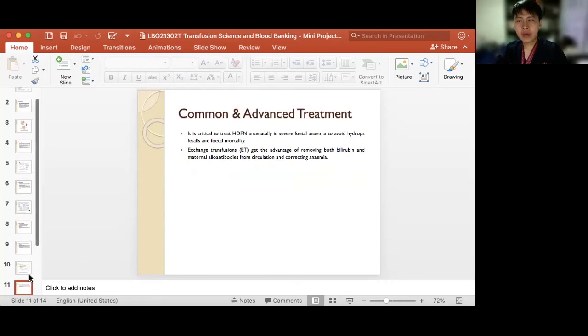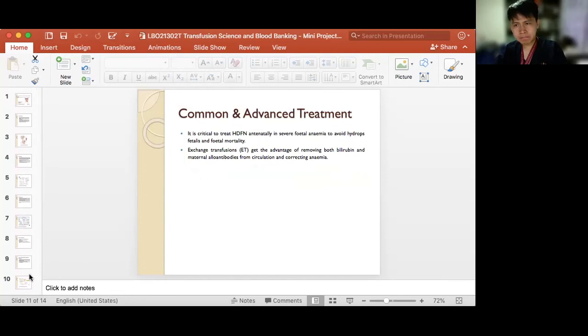Now, common and advanced treatment. The common treatment: it is very critical to treat HDN antenatally in severe fetal anemia to avoid hydrops fetalis or fetal mortality. The advanced treatment includes exchange transfusion, which has the advantage of removing both bilirubin and maternal antibodies from circulation, and it will help in correcting anemia.